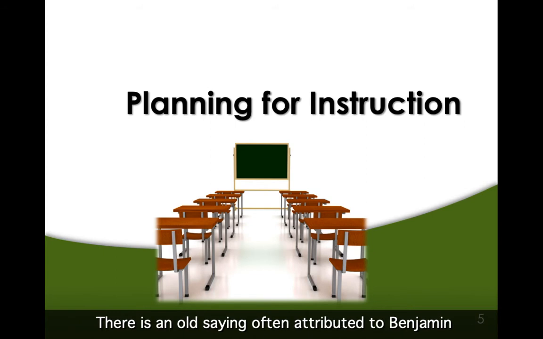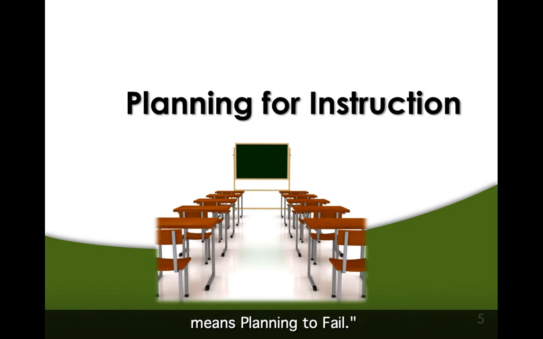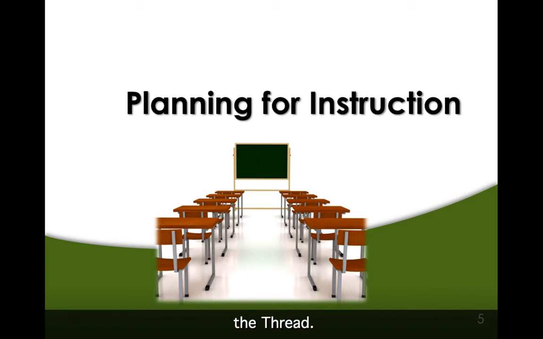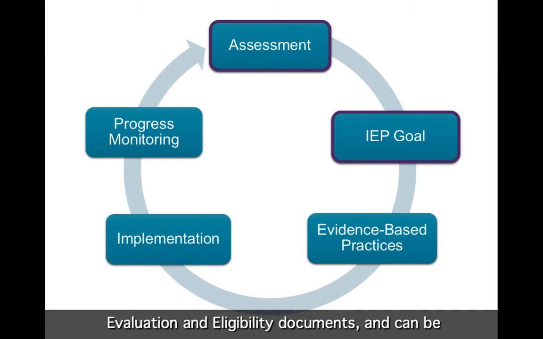There is an old saying, often attributed to Benjamin Franklin, that goes something like this: failure to plan means planning to fail. When implementing a student's IEP, where do we begin our planning? Let's start with the thread. The thread of information identifies specific, unique needs, helping us understand the story of each student. The thread starts at referral, continues in evaluation and eligibility documents, and can be found in the IEP.